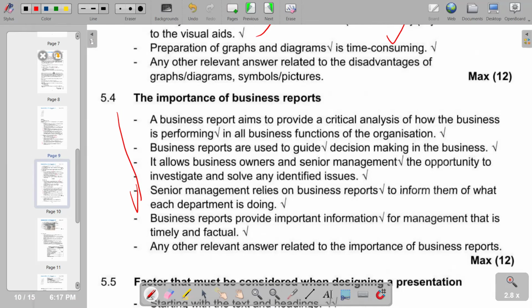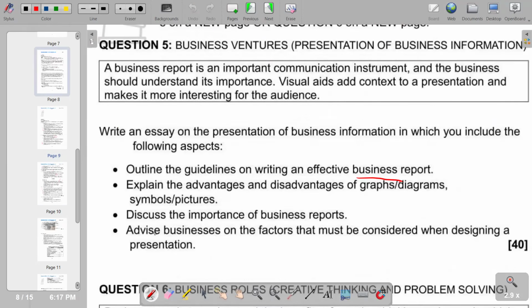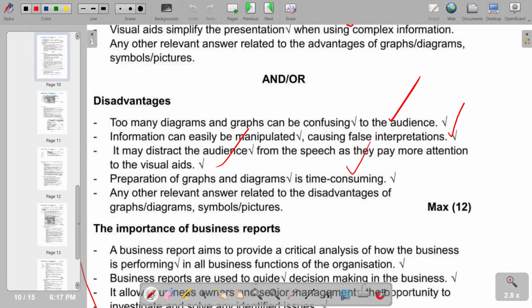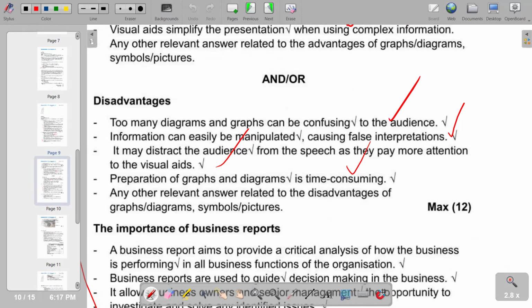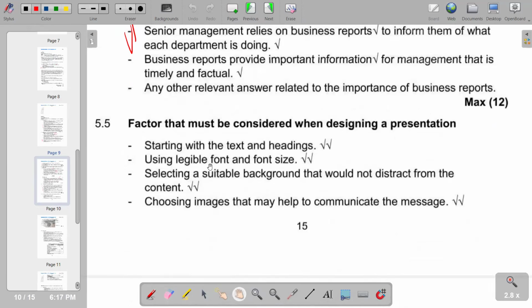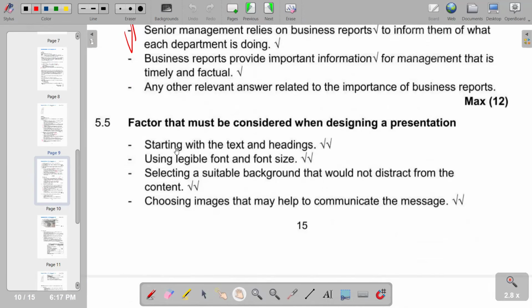So moving on to the next part, which is now the additional part, which reads: advise businesses on the factors that must be considered when designing a presentation. So what are the factors that should be considered when designing a presentation is the next part that we want to look at. These are the factors, starting with the text and headings, using legible font and font size, selecting a suitable background that would not distract from the content, choosing images that may help to communicate the message. So these are some of the factors that you can also include.